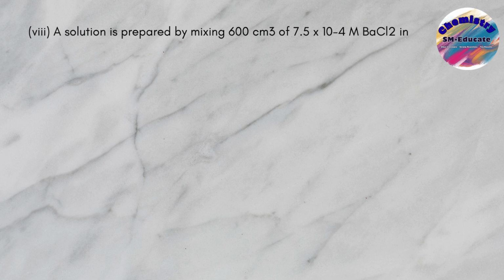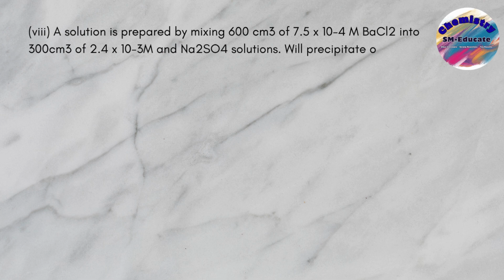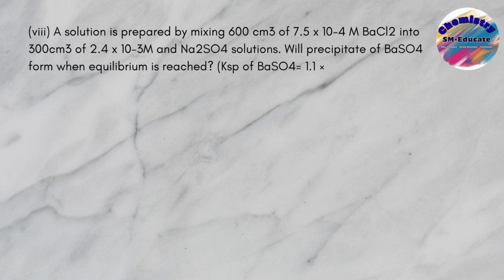Part 8. A solution is prepared by mixing 600 cubic centimeters of 7.5 times 10 to the minus 4 molar BaCl2 into 300 cubic centimeters of 2.4 times 10 to the minus 3 molar Na2SO4 solutions. Will a precipitate of BaSO4 form when equilibrium is reached? Ksp of BaSO4 equals 1.1 times 10 to the minus 10 mol² per cubic decimeter squared.